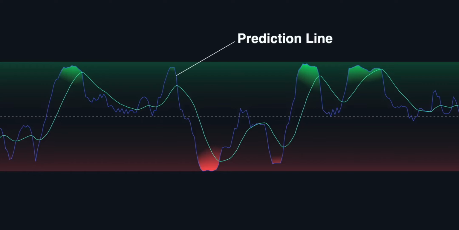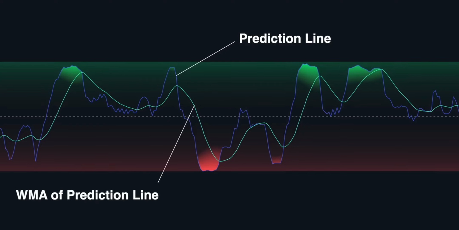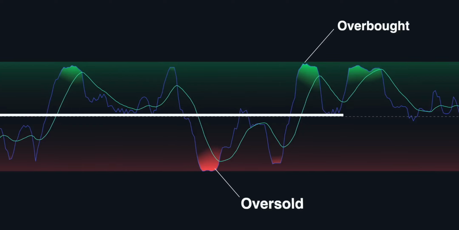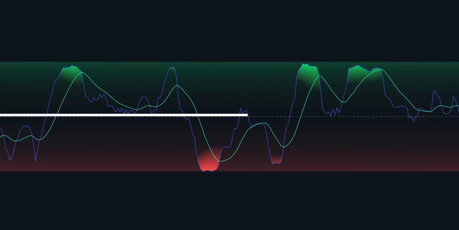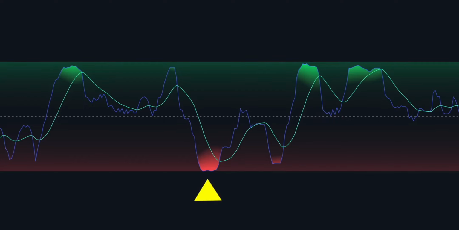It consists of the prediction line, weighted moving average of the prediction line, overbought and oversold areas, and the zero level. The indicator gives a valid buy signal when two conditions are present. First, the momentum index reaches the oversold zone. Second, the blue line crosses over the green line. The opposite is true for valid sell signals. Any crosses that appear in the neutral zone cannot be considered as potential trade signals.